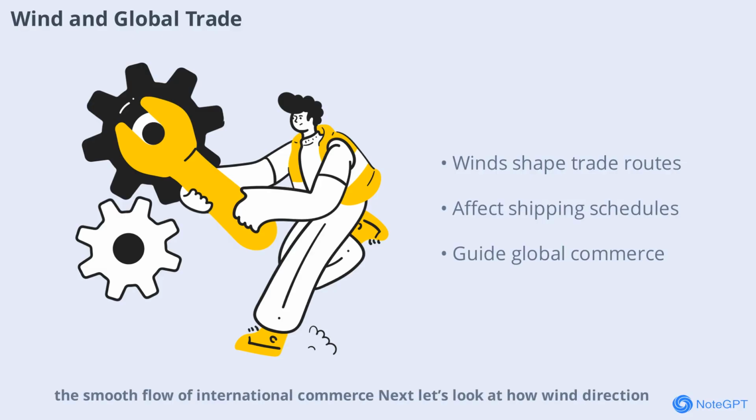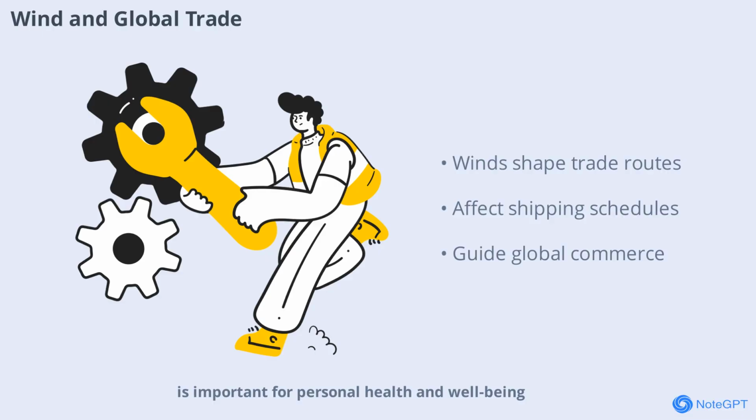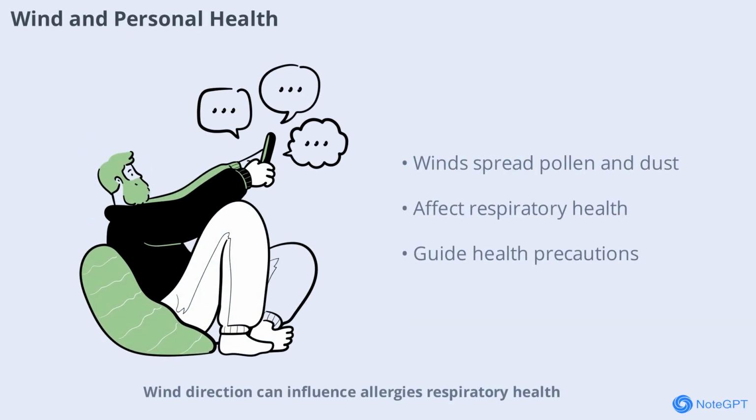Next, let's look at how wind direction is important for personal health and well-being. Wind direction can influence allergies, respiratory health, and the spread of airborne diseases. Pollen and pollutants carried by the wind can trigger symptoms or spread illnesses. Health professionals use wind data to issue warnings and advise vulnerable populations. Understanding wind direction helps us take precautions and maintain well-being.